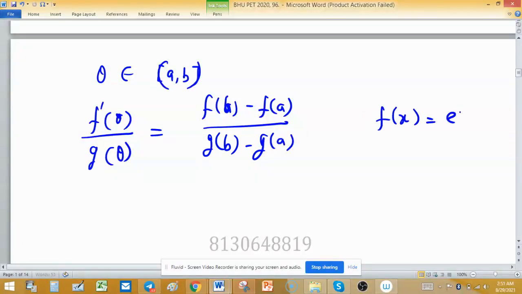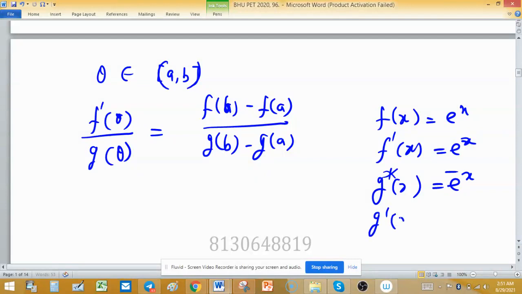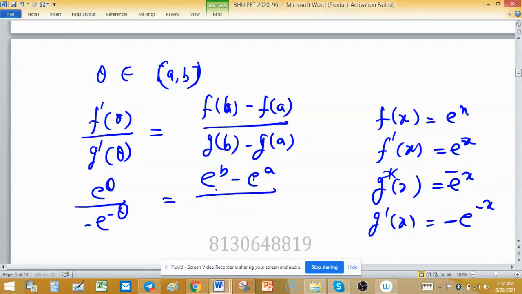As function fx equal to e raised to the power x, f dash x will be e raised to the same power, meaning the exponential function has the same derivative. If gx equal to e raised to the power minus x, then g dash x will be minus e raised to the power minus x. Using this, f dash theta will be e raised to the power theta, and g dash theta will be minus e raised to the power minus theta, equal to fb, e raised to the power b minus e raised to the power a, upon gb, e raised to the power minus b minus e raised to the power minus a.